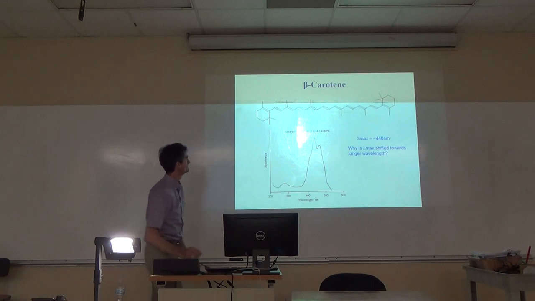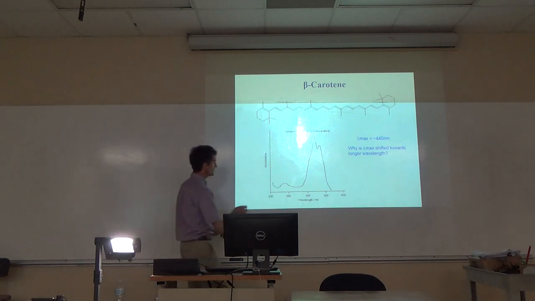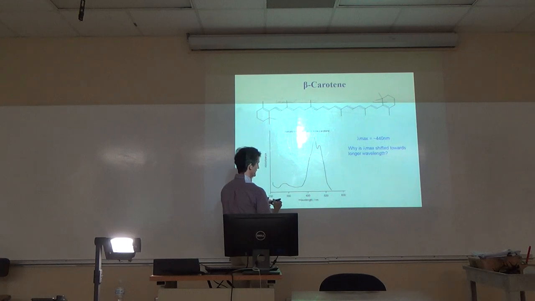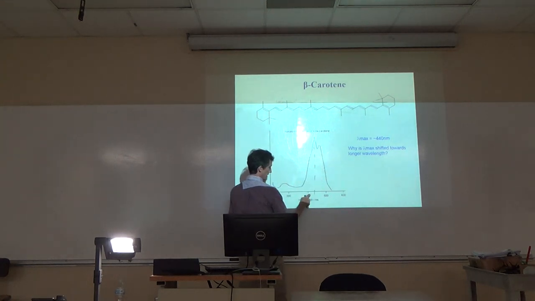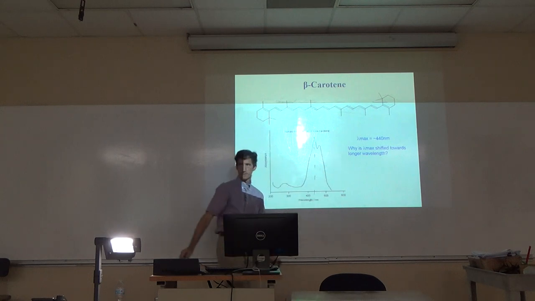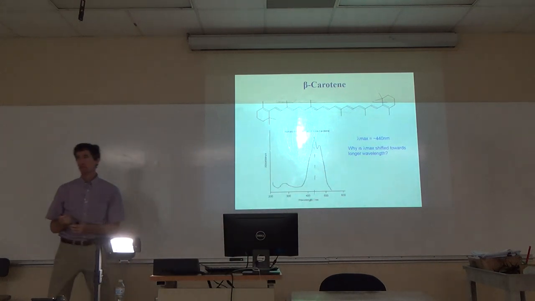Beta carotene. Here's a UV-vis spectrum. What's the lambda max? Right here, which is about what? About 440. Okay, question? Victoria?